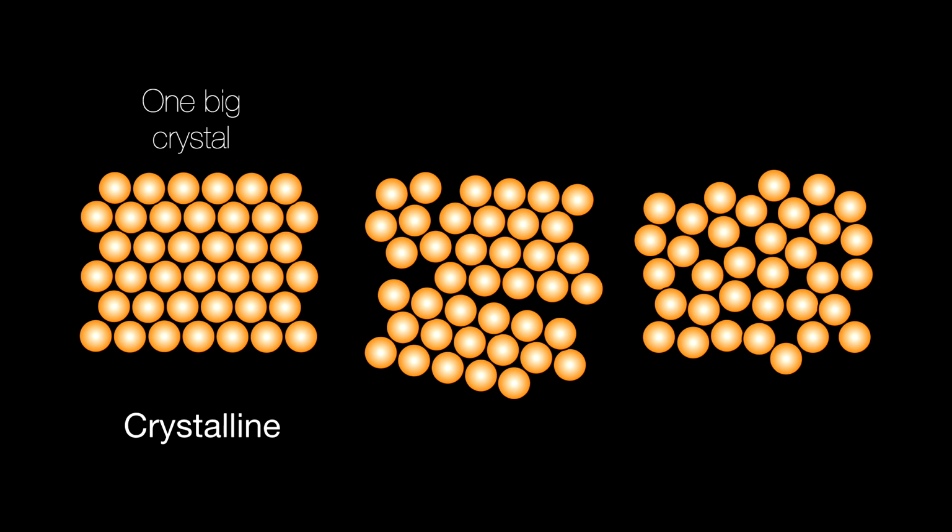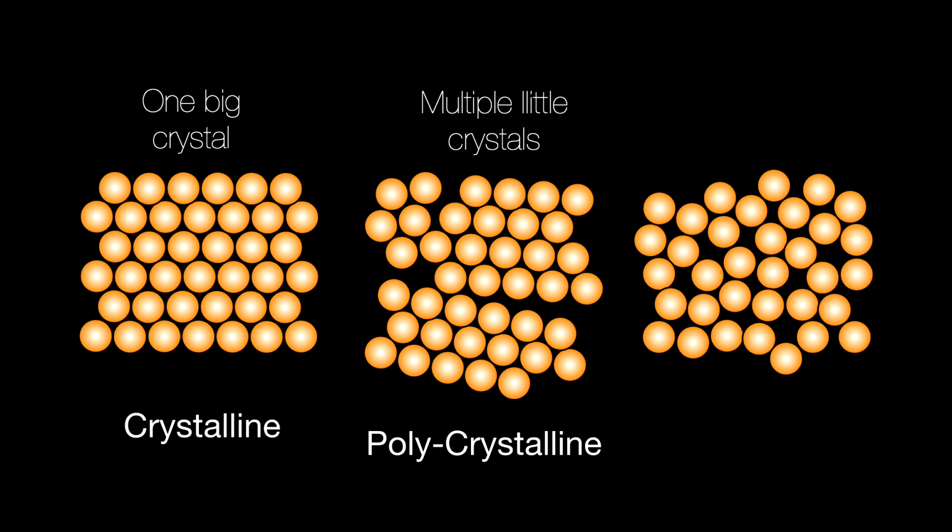Rocks form crystals. Sometimes it's one giant crystal, or it can be lots of little tiny crystals that are all interlocked together, depending on the way the rock was formed. And I'm going to get into that in the next video. So if a material has a nice repeating pattern, we call it a crystalline structure. If it doesn't, if it's all random, then we call it an amorphous structure.